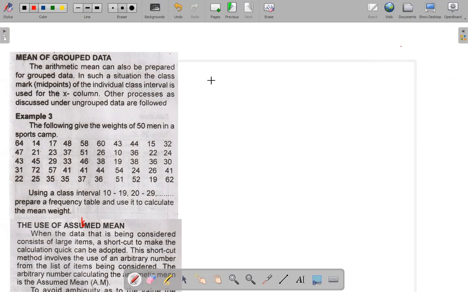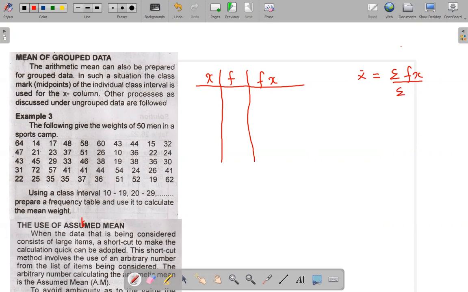If you recall from our previous lesson where we learned how to calculate the mean of a set of data from a frequency table, we had something like this: X for the item, then F for the frequency, and FX for the product of this item and the frequency, so that the mean from the frequency table then was given as summation FX over summation F.